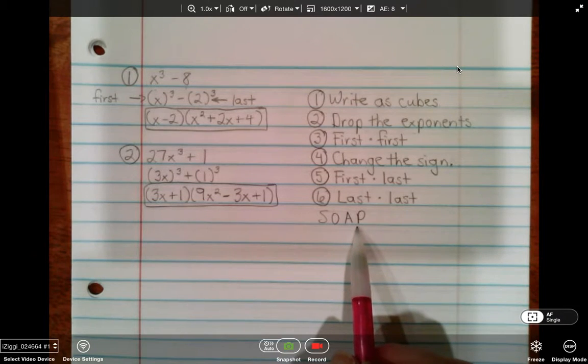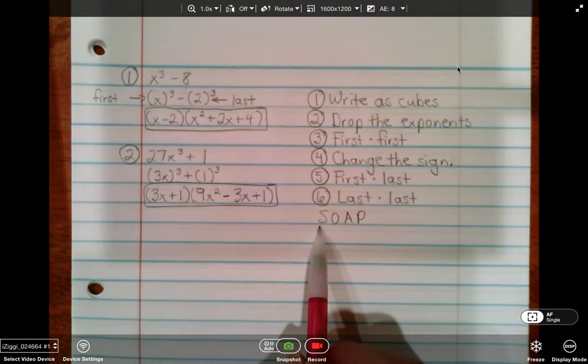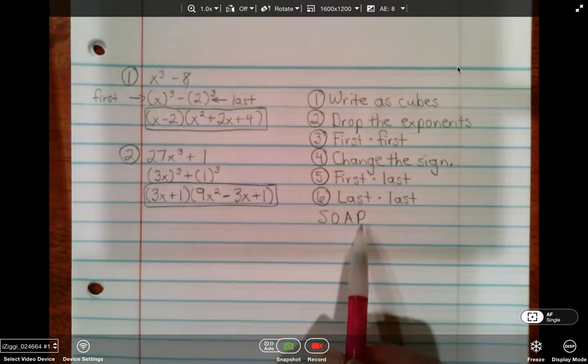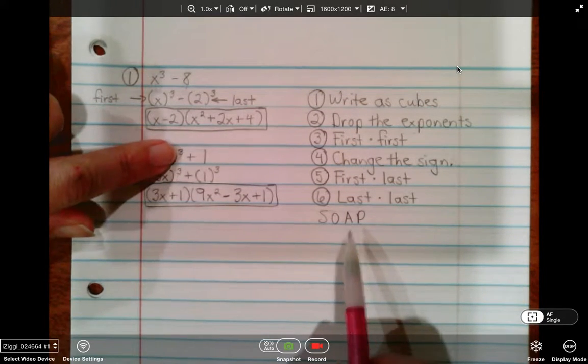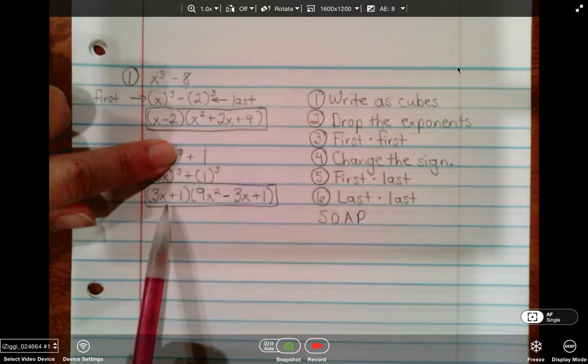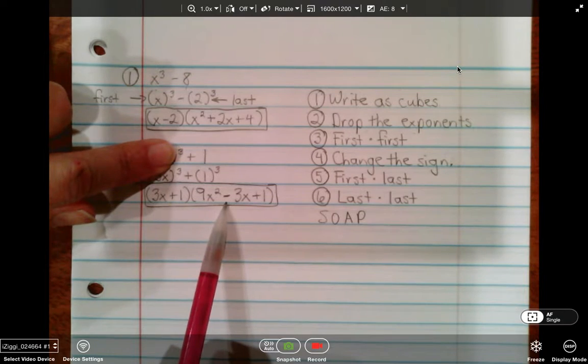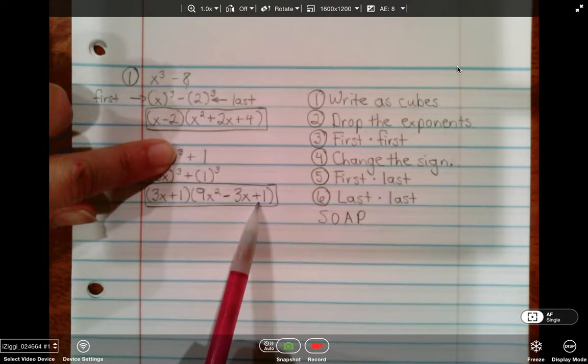Oh, this is SOAP. SOAP your signs at the end. This stands for same, opposite, always positive. So notice that our original sign was plus. Same, opposite, always positive.